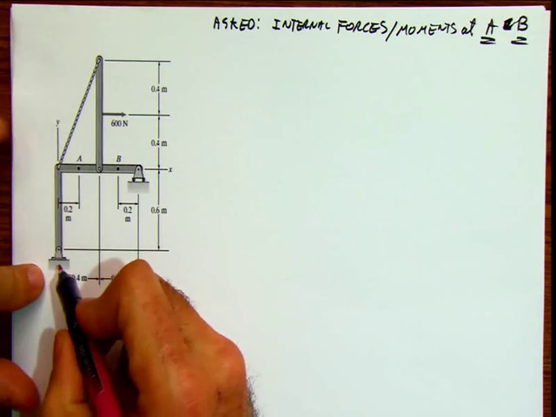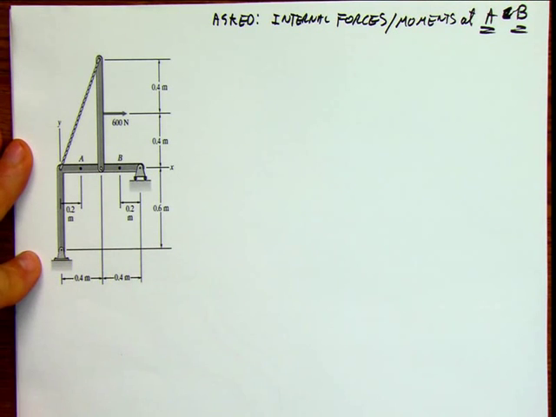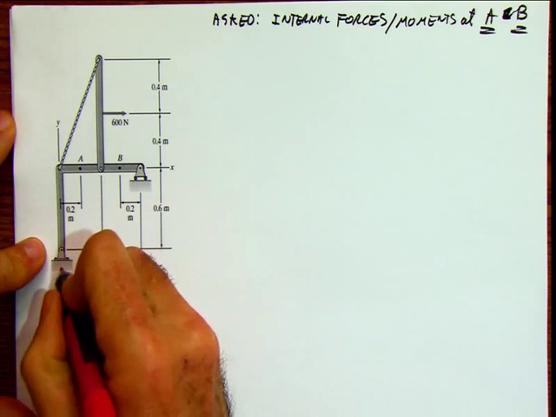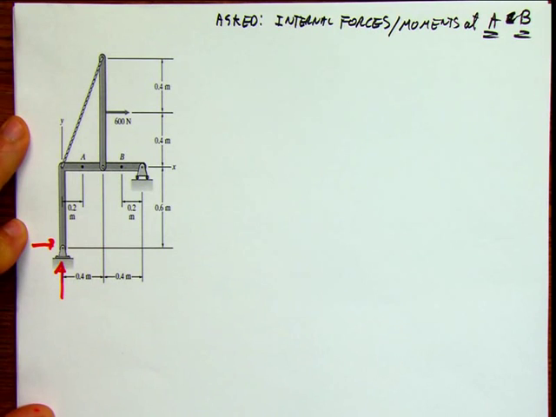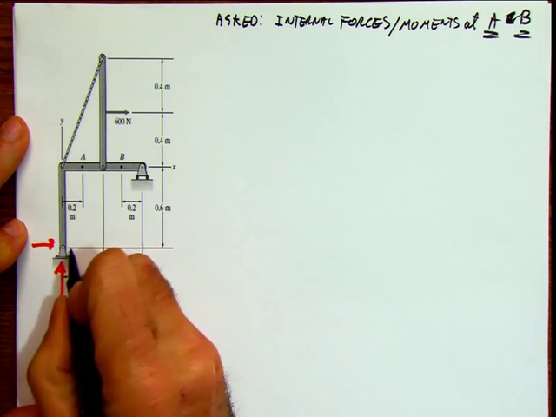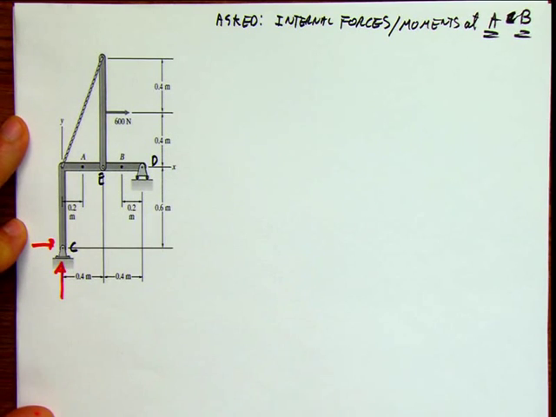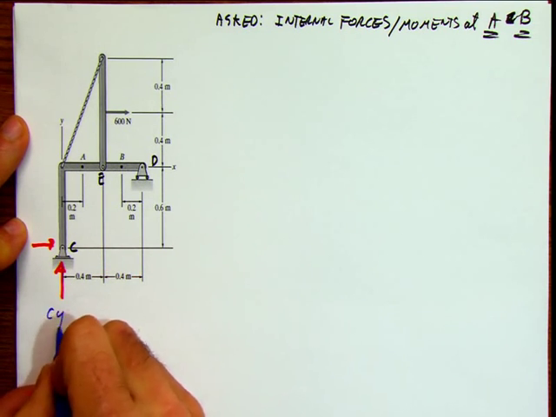So if we do that, the first thing you have to realize is that this support here is a pin, and as you should know by memory by now, a pin produces a reaction with a known line of action, but for our purposes we always say that it produces 2 reactions, one horizontal and one vertical. I'm going to name these supports C and D, and this point here E. So this reaction here is going to be Cy, and this reaction here is going to be Cx.